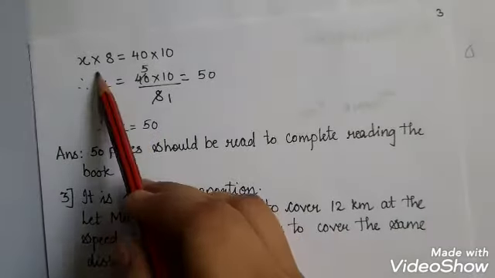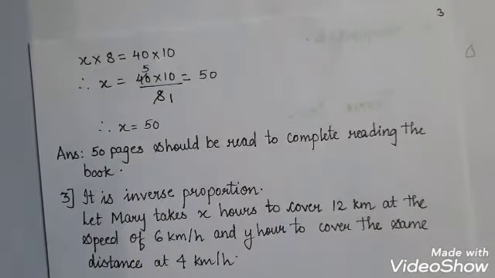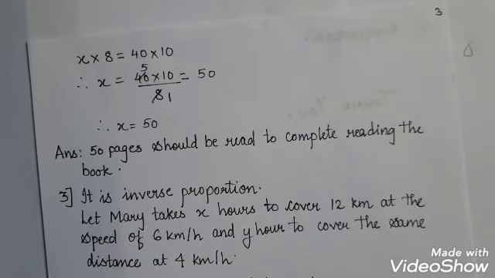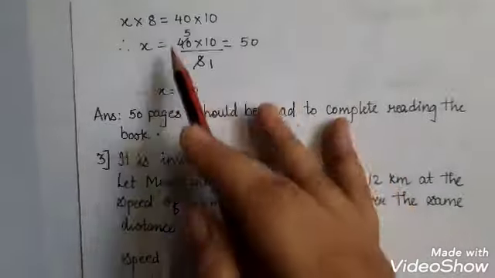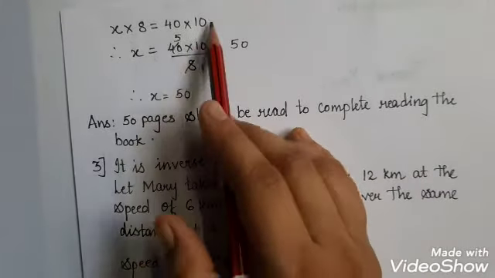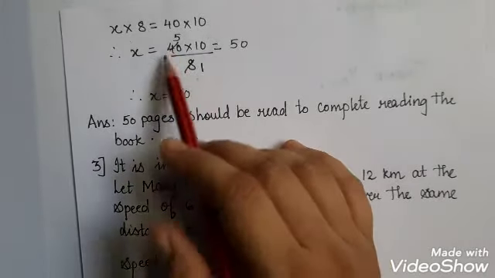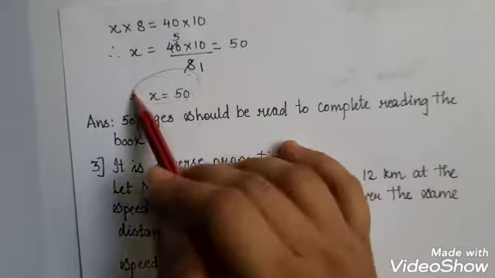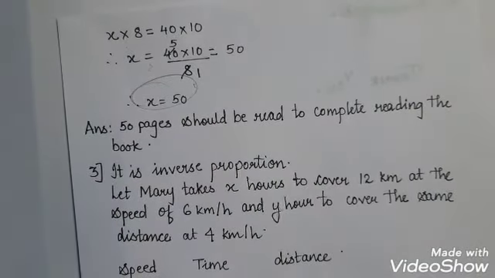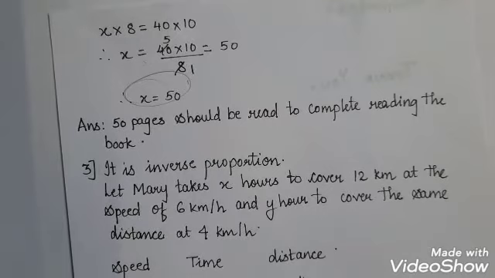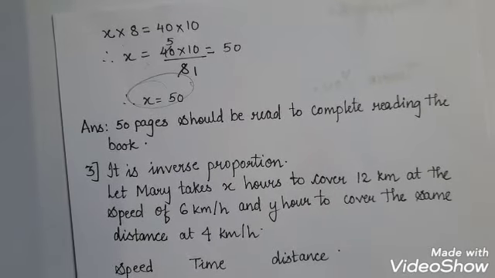X into 8 is equal to 40 into 10. Then X is equal to 40 into 10 upon 8. 8 ones are 8, 8 fives are 40. So X is equal to 50. So your answer is he reads 50 pages to complete the book in 8 days.